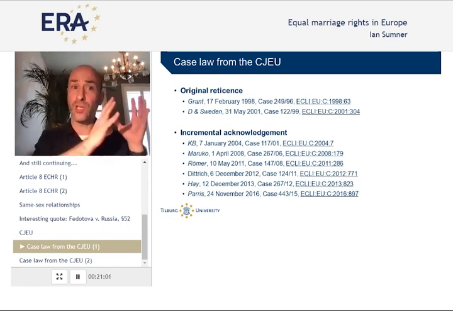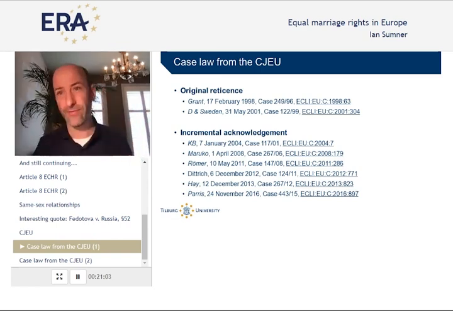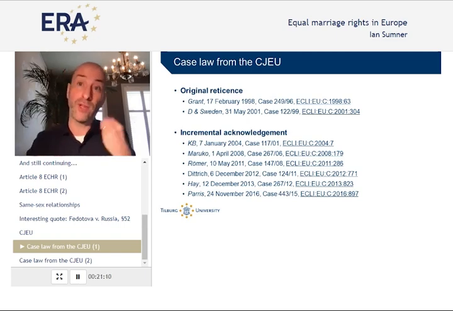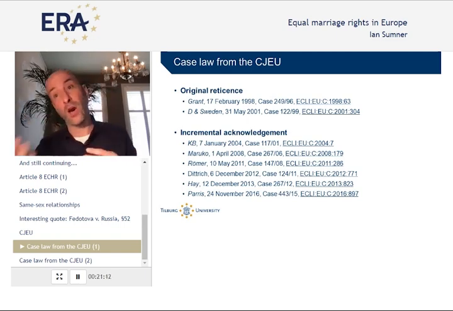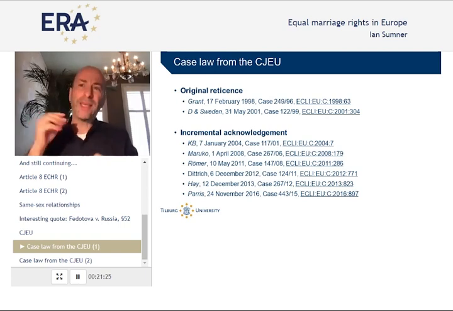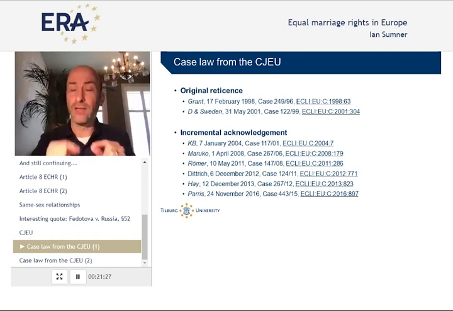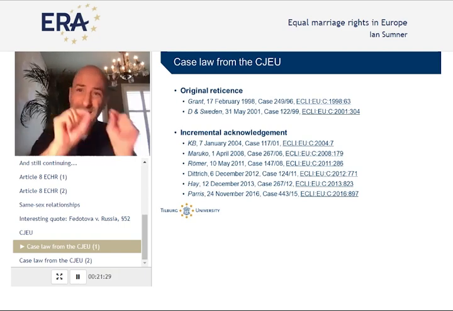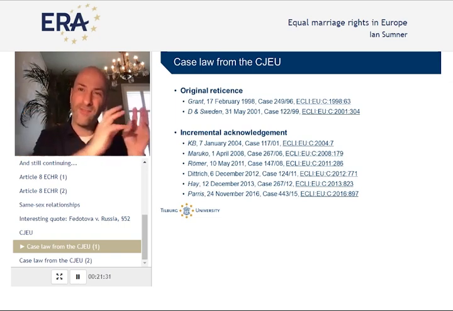What we begin to see is the original reticence of any form of recognition. We see, for example, with the D in Sweden case, where the case was about registered partnerships in Sweden and whether they also could be recognized as marriages under EU legislation. And there it was stated, no, Sweden sees these relationships as different, and therefore they're not the same, therefore no protection.